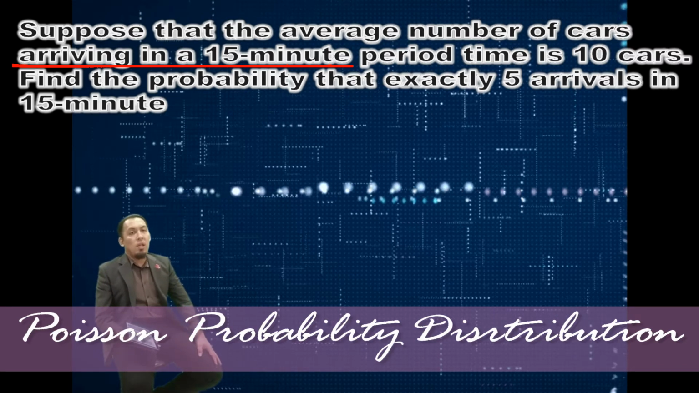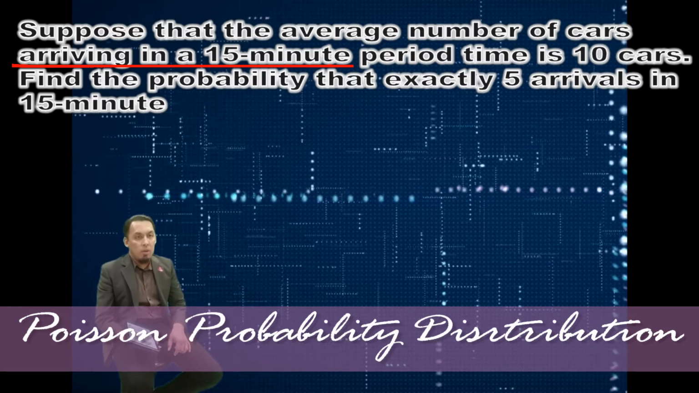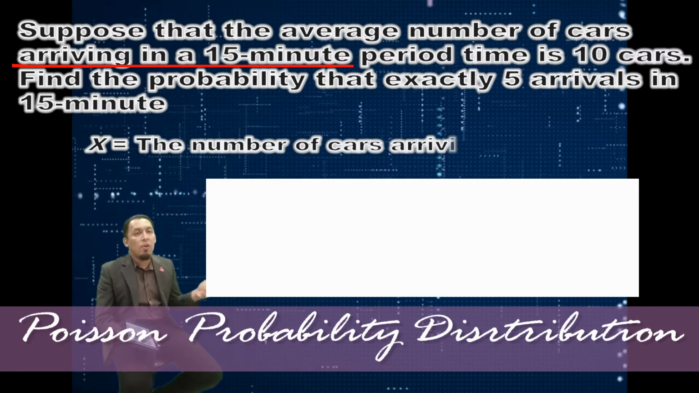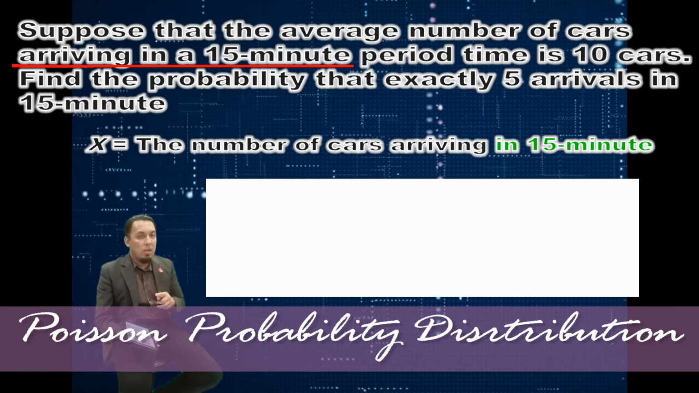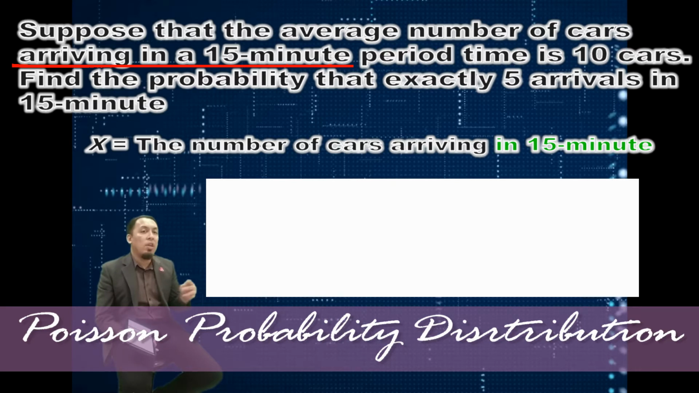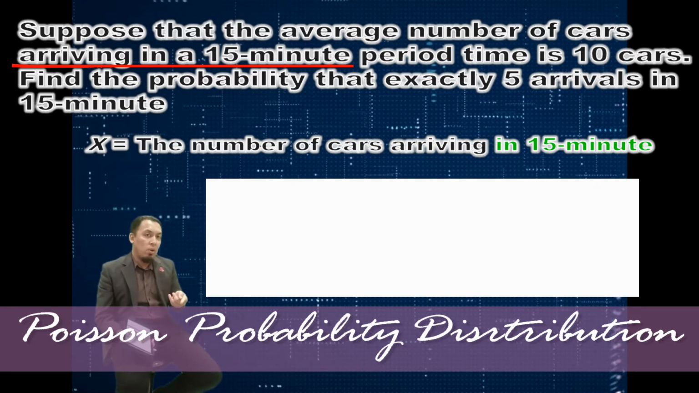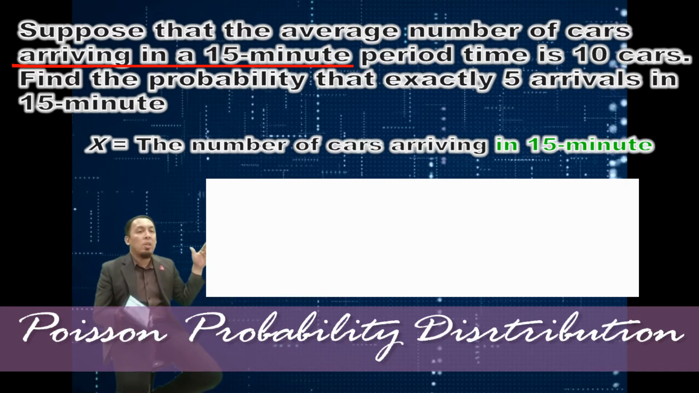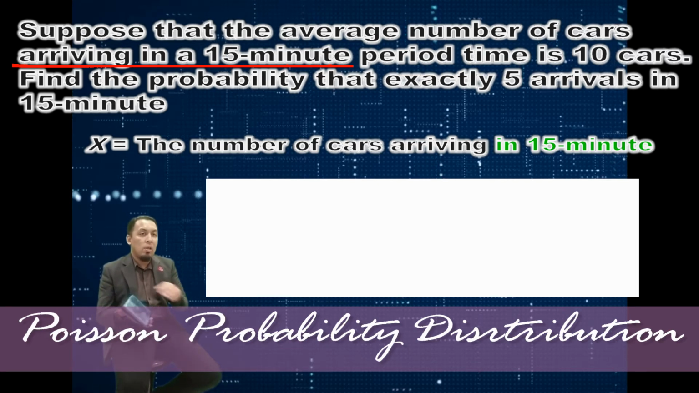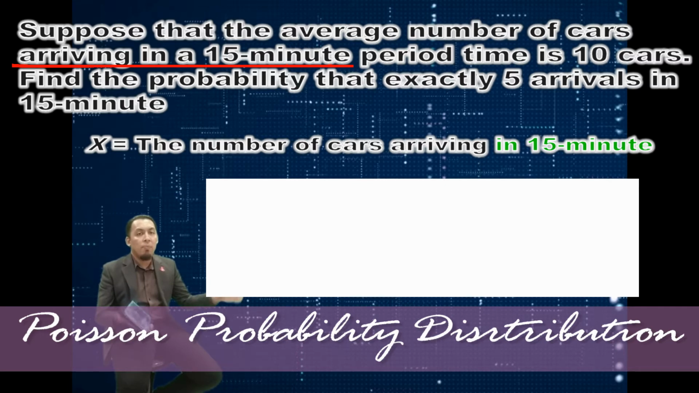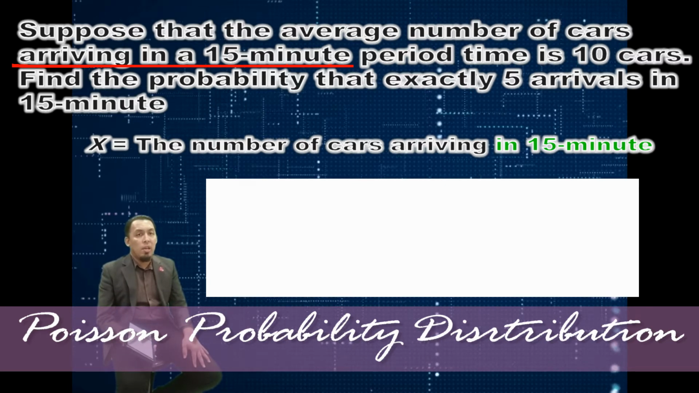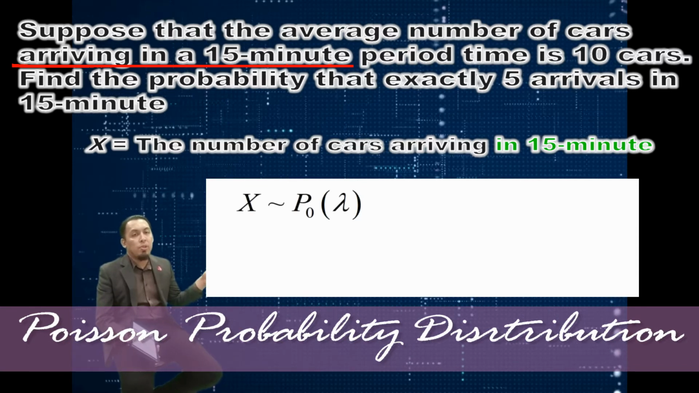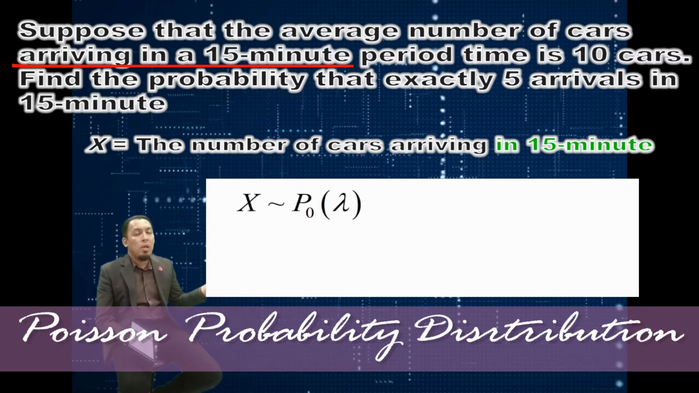Find the probability that exactly 5 cars arrive in 15 minutes. So first, let's determine the random variable. What is the variable of interest for this case? So x is the number of cars arriving in 15 minutes, the whole thing, not just cars arriving. Why? Look back at the question. They want us to find the probability that exactly 5 cars arrive in 15 minutes. So specifically, cars arriving in the interval of 15 minutes is the whole interest, and that is the random variable. Let's look at the expression for the Poisson distribution for this question. X approaching Po, in the bracket lambda. And what is the value of lambda?